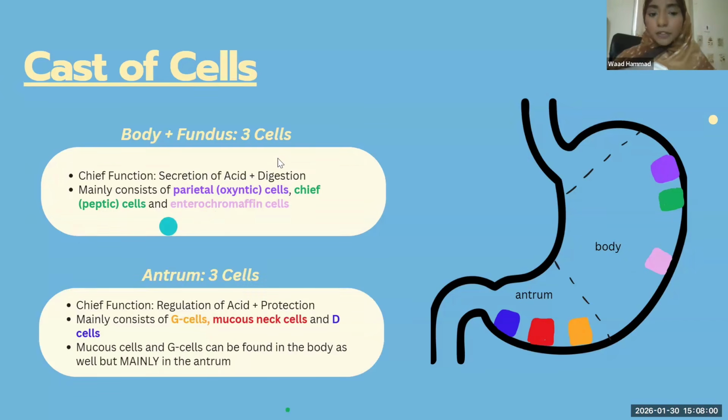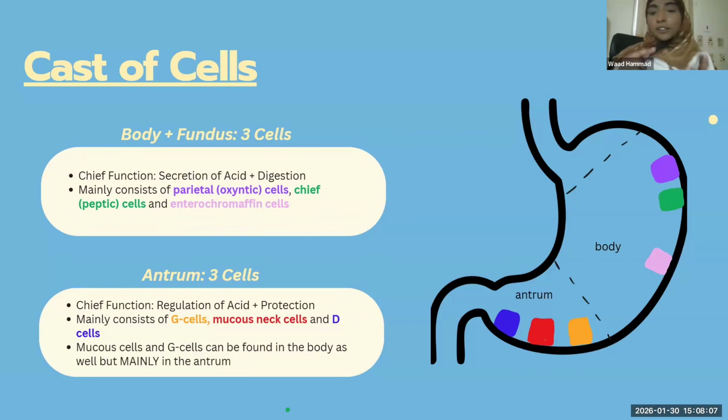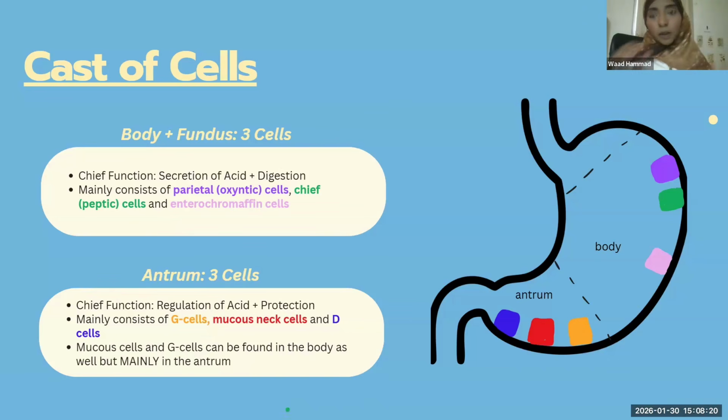And the main function for the antrum is actually regulation of acid and protection. So in our body and fundus, it was just secrete acid, secrete acid, secrete acid, and digest. But in our antrum, it's more of how much acid do we need? How should I increase the acid or should I decrease it? As well as protection. Because the food is just about to go into the duodenum when we have it in the antrum, we want to protect our duodenum from any acid, any enzymes, anything like that. So we try to taper it down a little bit. We try to make it more alkaline, things like that.